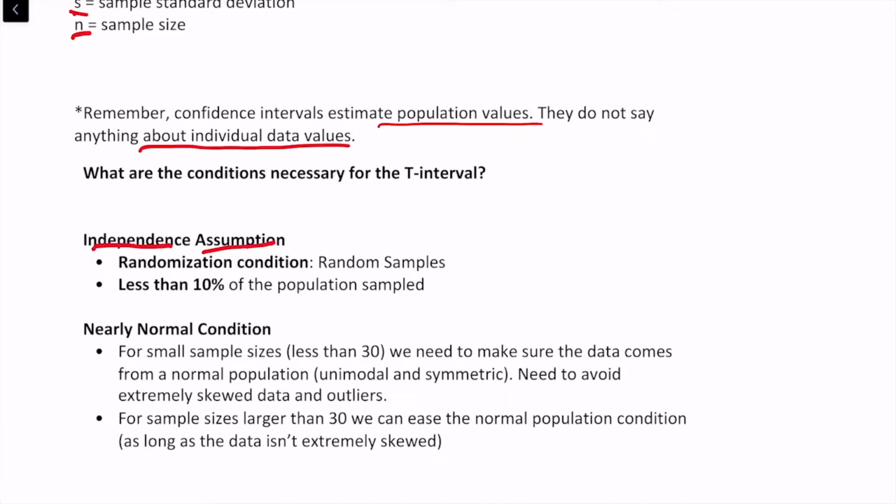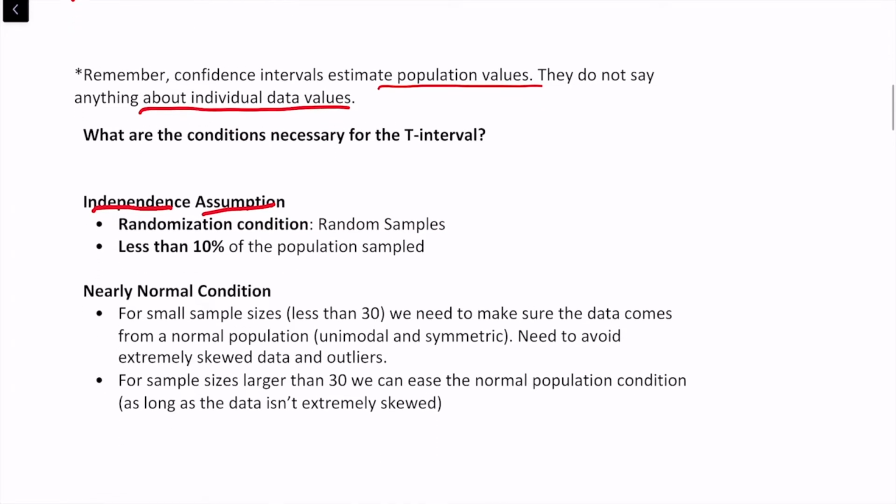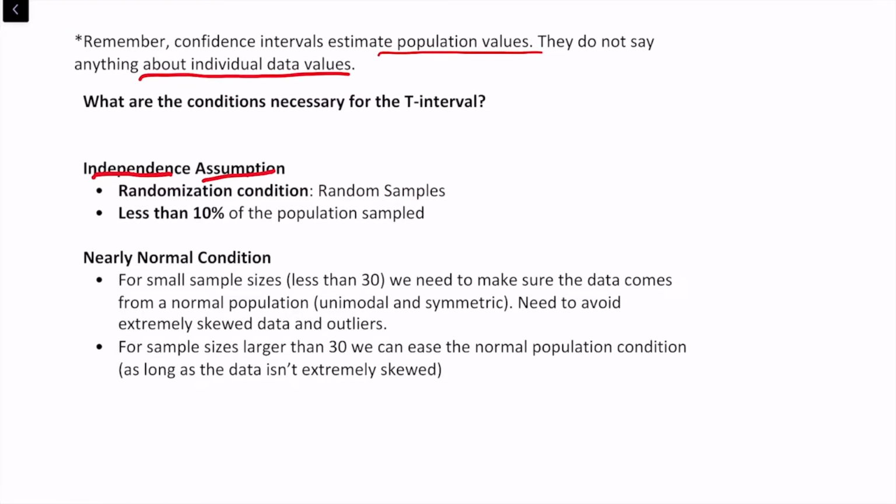And the last thing, for the central limit theorem for means, is that we needed to make sure that our sample size was large enough. So what we're saying here is that for t intervals, and anytime we're working with the t distribution in general, we need to have this nearly normal condition. What that means is that the t distribution works better whenever the population that we're dealing with is close to being normal, especially for small sample sizes. So let's say for sample sizes less than 30, we need to make sure that the data comes from a normal population. And what that means is we're looking at unimodal and symmetric. We have to avoid those outliers and those extremely skewed data.